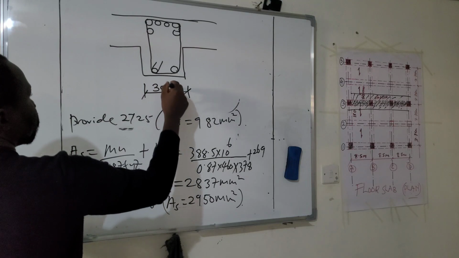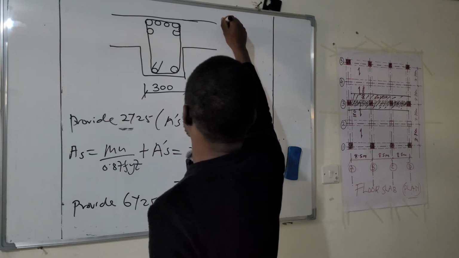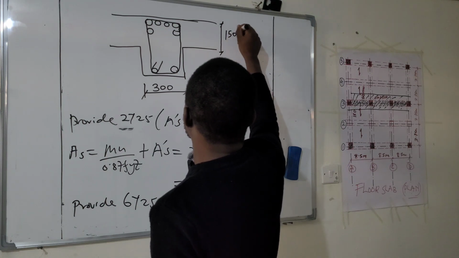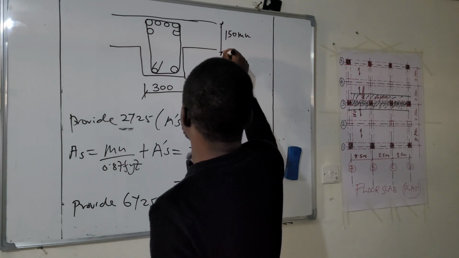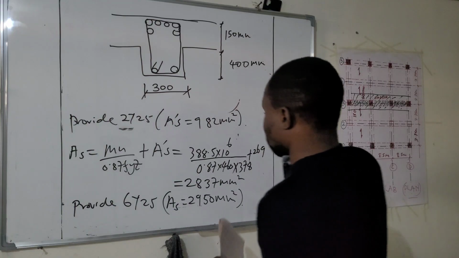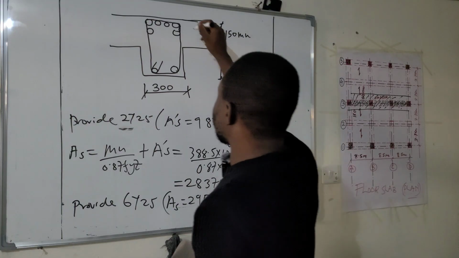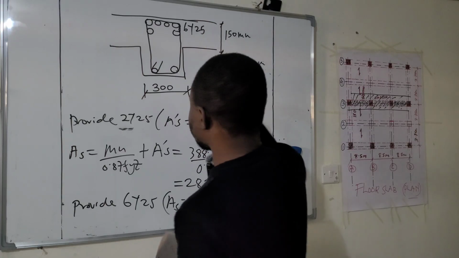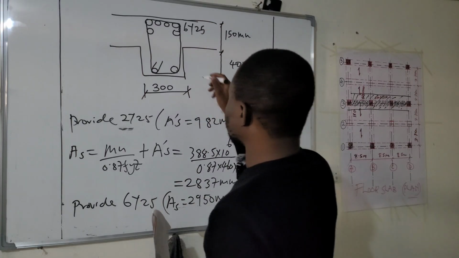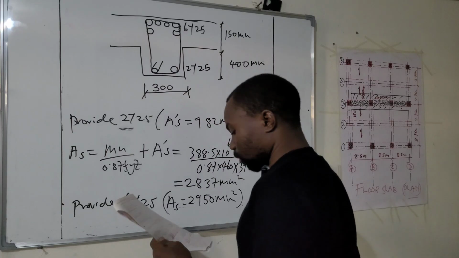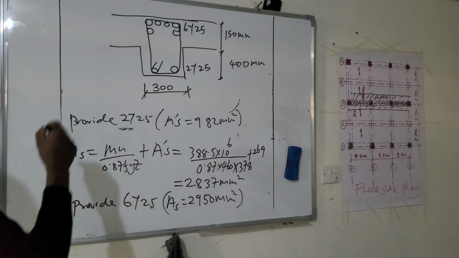So here, this is 300 and this is 150 millimeter slab. The downstand is 400 millimeter. So this bar are 6 in number Y25, and this one are 2 Y25. Then we calculate the D.